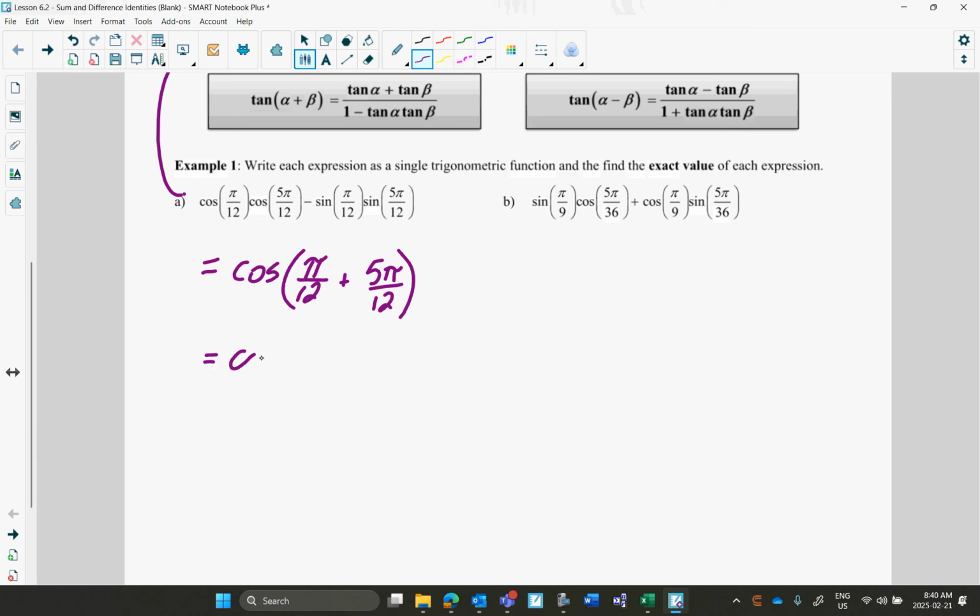Well, I can keep going. I can actually add these two to get what? 6 pi over 12. Well, 6 pi over 12 is the same as what? Pi over 2, if I reduce it. Well, that is an angle we're familiar with on the unit circle. So if we're asked to find the cos of pi over 2, remember cos is the x value, pi over 2 is up here. So what's the x value? 0.